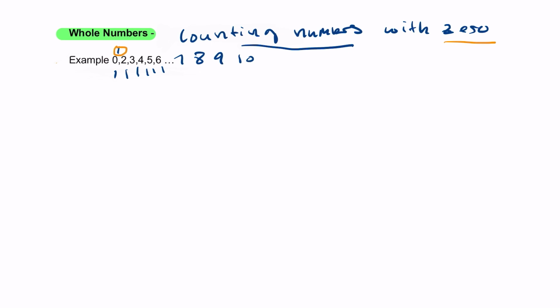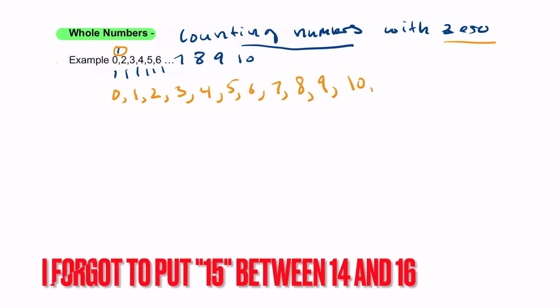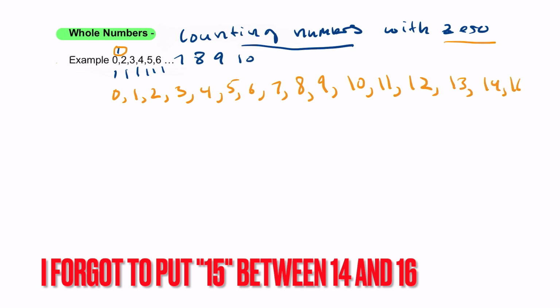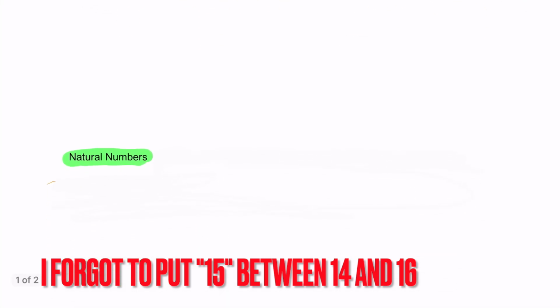So it'll be 0, 1, 2, 3, 4, 5, 6, 7, 8, 9, 10, 11, 12, 13, 14, 15, 16, and so on. Those are called the whole numbers. So it is 0 and the counting numbers. The counting numbers start from 1 and go on. So yes, this is the whole numbers: 0 and the counting numbers and so on. Okay, let's go to natural numbers.